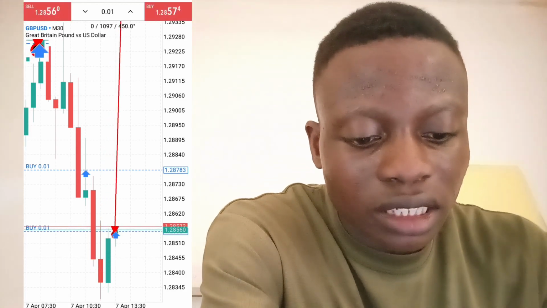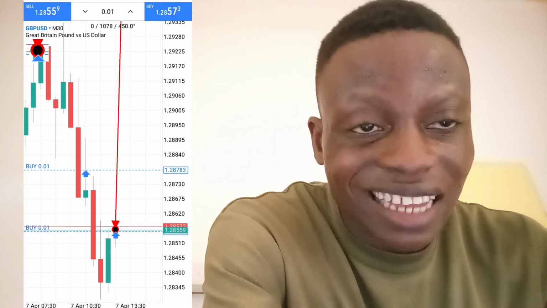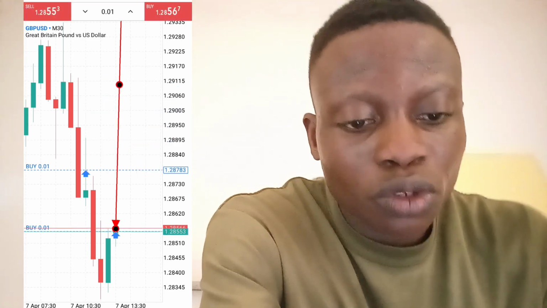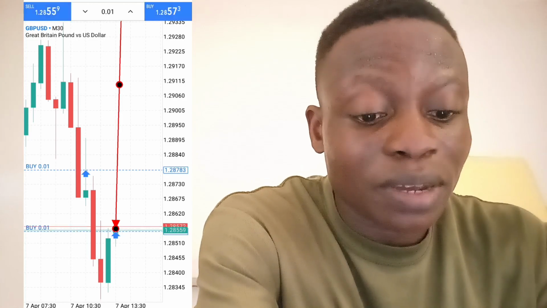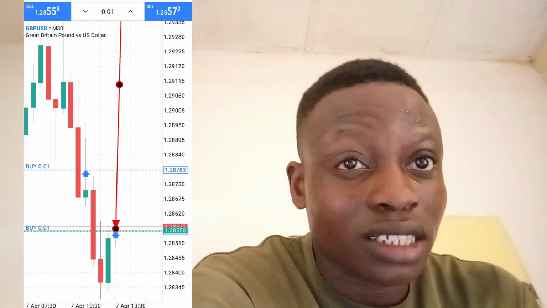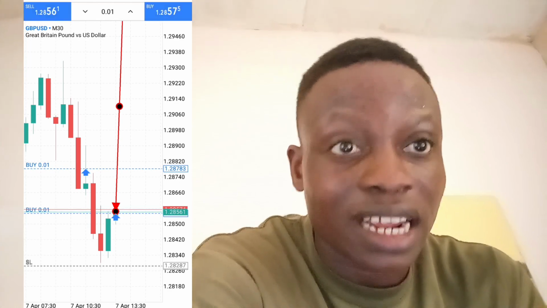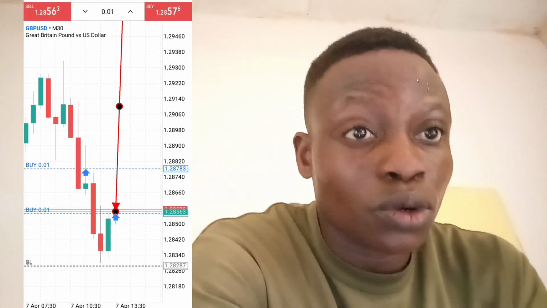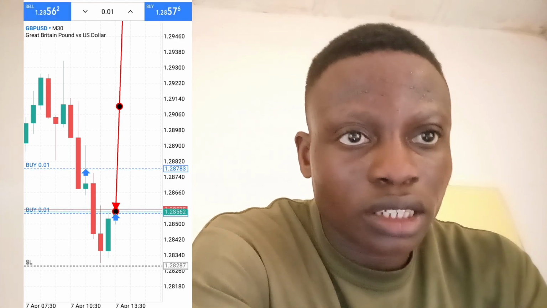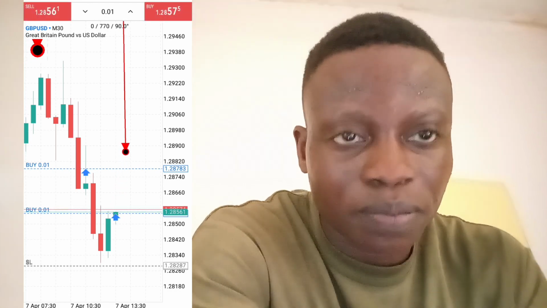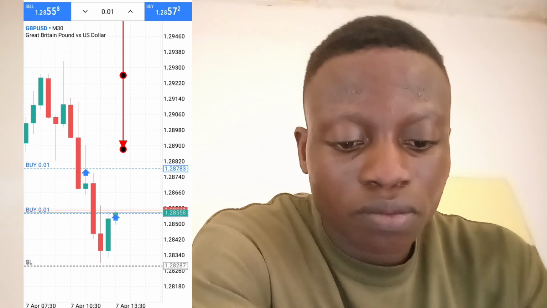So immediately I see this bullish engulfing candle, I enter another 0.01 position. You understand? So I'm now inside the market with 0.02. But this last one that I entered, I will not hold for long. This one is just for scalping, while the other one I'll hold for long. So let's just see how it will go.